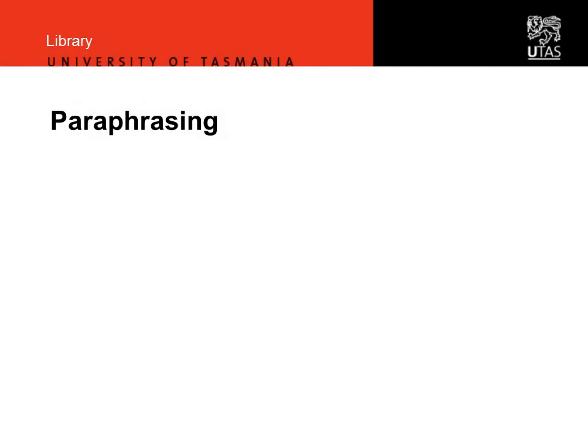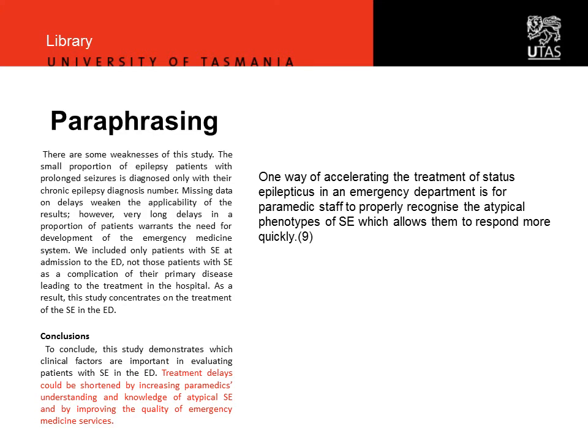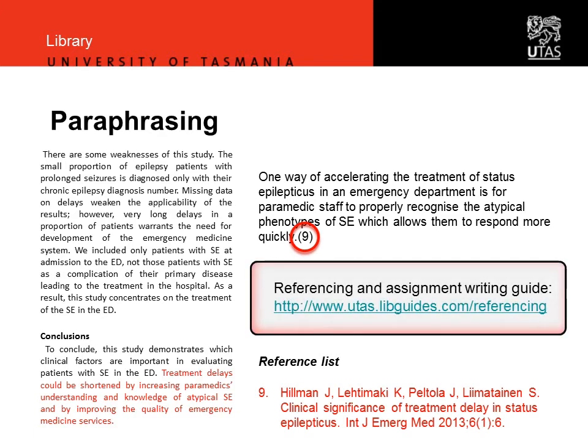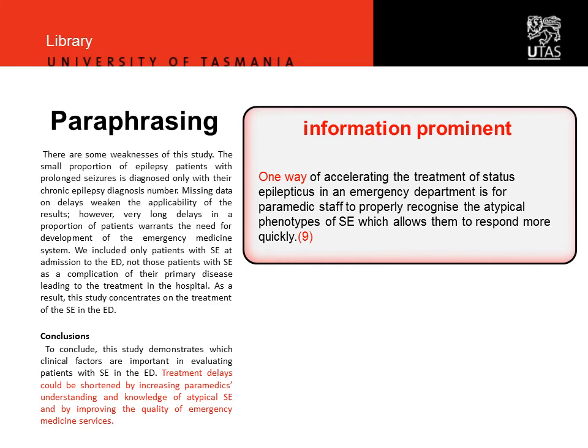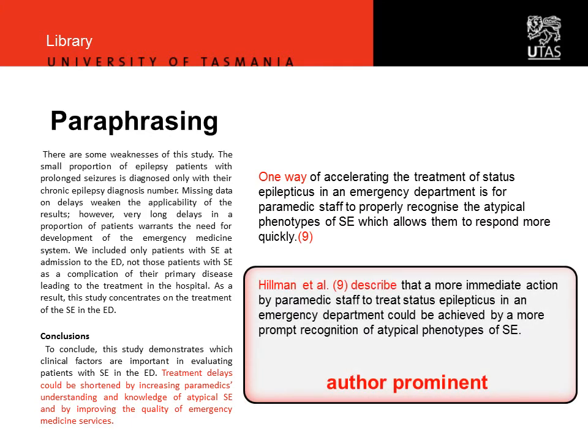The other common way of giving credit to a source is paraphrasing. Paraphrasing is when you restate a passage from a source in your own words. It is similar to a direct quote in that you are borrowing someone else's idea to enhance your work. Therefore, it is important that you reference this passage properly by citing the source of the idea. Firstly, you are required to include an in-text citation. For the Vancouver referencing style, this is an Arabic number in brackets. Secondly, you need to add the full information about the source at the end of your work in your reference list. If you are using a different referencing style to Vancouver, check the library's referencing and assignment writing subject guide for information about it. This example is an information prominent way of referencing the original source in text. You can also choose to make the sentence author prominent, depending on what information you would like to emphasize.